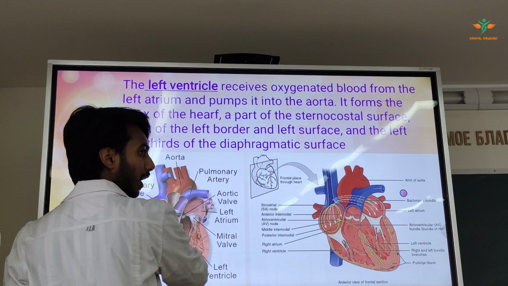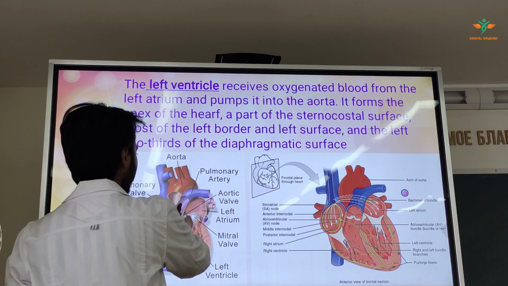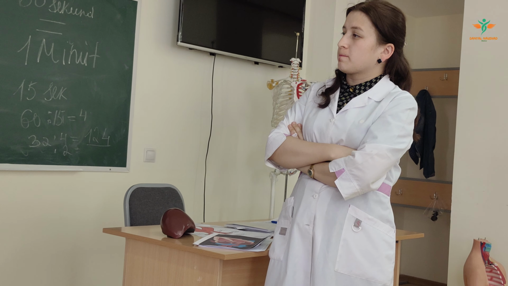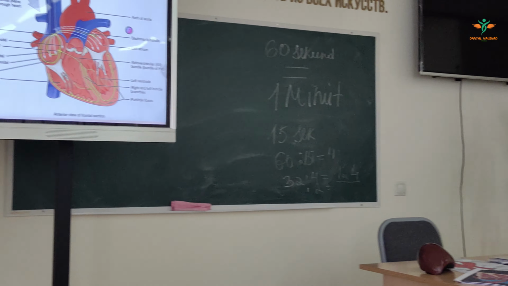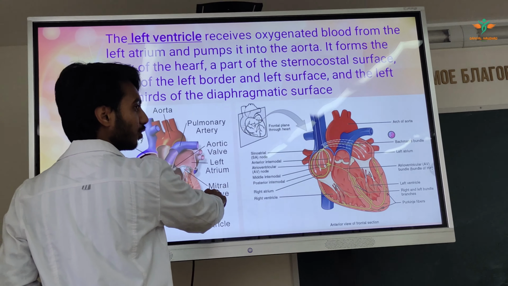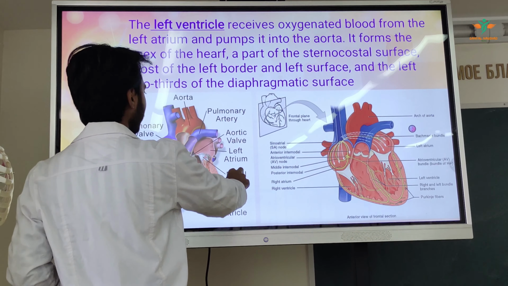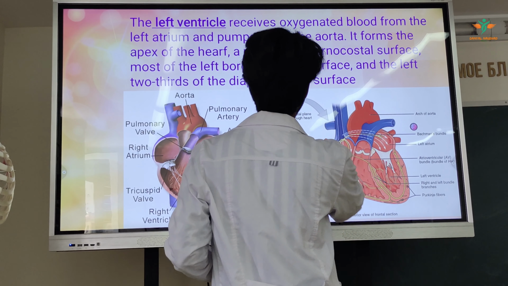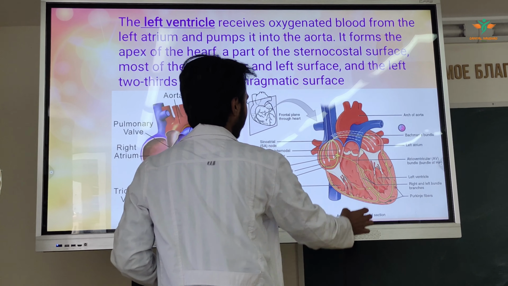Here is the pulmonary artery, which carries deoxygenated blood to the lungs. And here is the right atrium, the tricuspid valve, the right ventricle, the left ventricle, and the mitral valve, also called the bicuspid valve. Then the left atrium. Here are some notes; we will talk about them later.